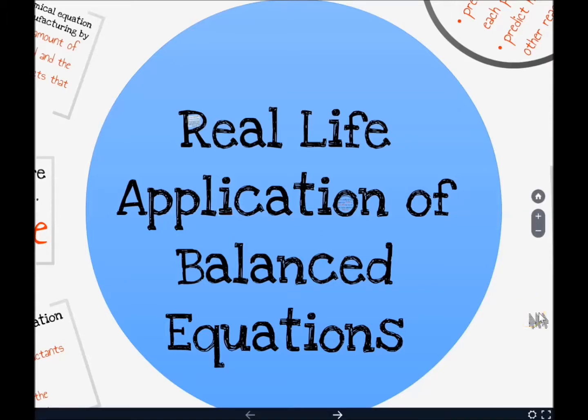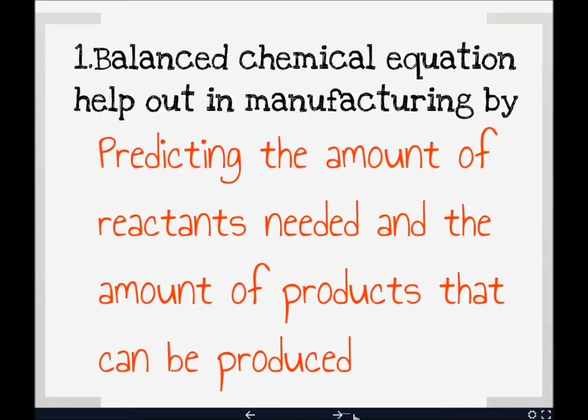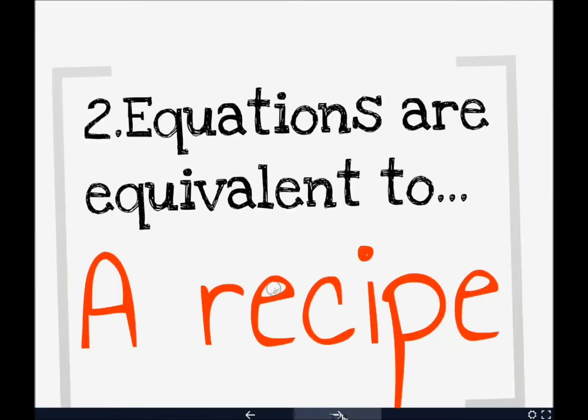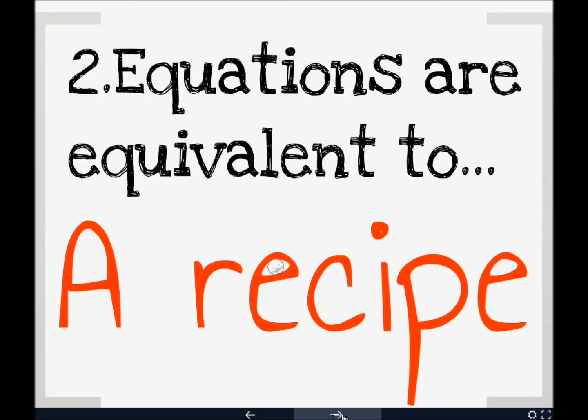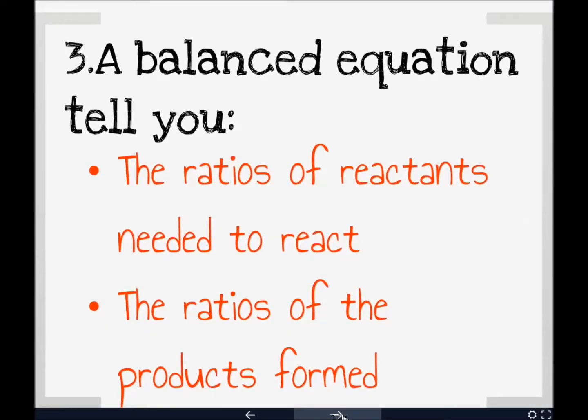So let's talk about the real life application of balanced equations. A balanced chemical equation can help out in manufacturing by predicting the amount of reactants that you need and the amount of products that you can produce. Pretty simple. So equations are equivalent to a recipe. A balanced equation tells you the ratios of the reactants that you need to react and the ratios of the products that you make.